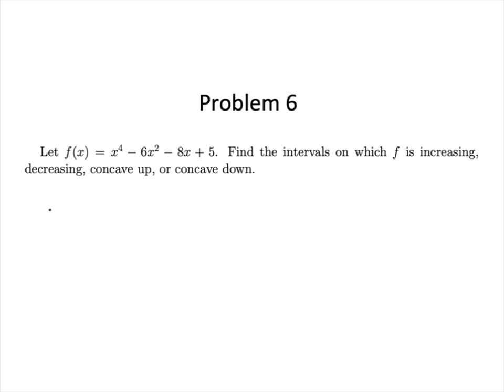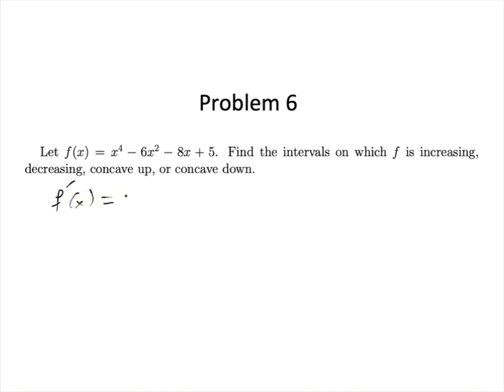Here's a problem. We have a function f of x, which is x to the fourth minus 6x squared minus 8x plus 5. We want to know where it's increasing, where it's decreasing, where it's concave up, and where it's concave down. So we need to analyze f prime and f double prime. So let's start with f prime.